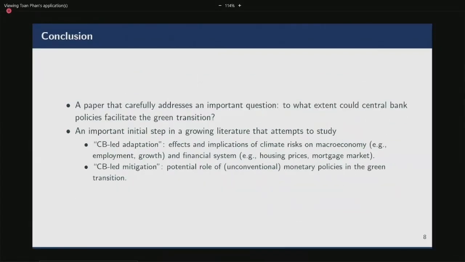Anyway, I conclude the paper carefully addressed an important question: to what extent could central bank policy facilitate the green transition? And I think it's an important initial step in the growing literature. Let me just stop here.